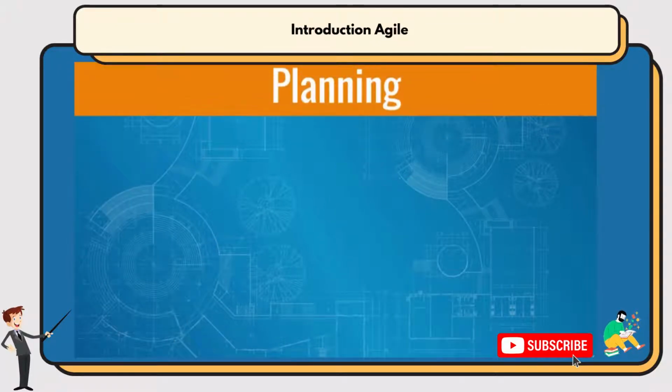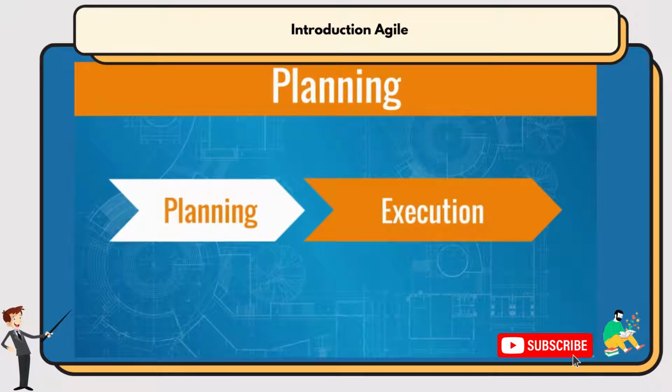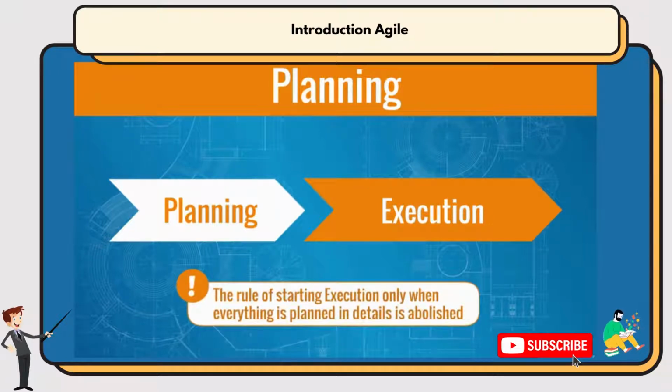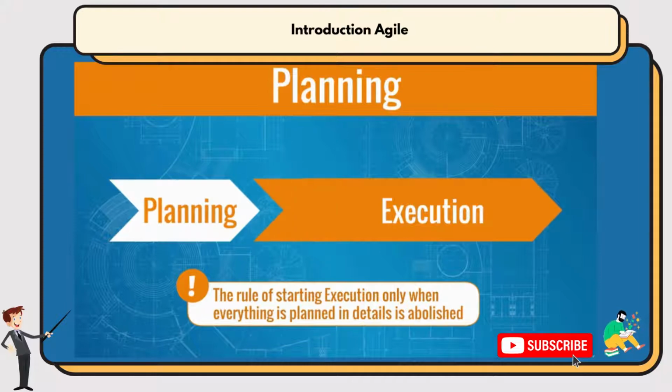1. Planning. Execution activities can start without a complete project plan. We are still talking about project management, so there will always be planning and execution activities going on. In Agile, however, the rule of starting execution only when everything is planned in detail is abolished. As we saw earlier, in certain projects it would be really difficult to produce a detailed plan, as we know planning is something that consumes time and resources. Hence, Agile suggests that when further planning is not beneficial, it is better to start execution earlier.